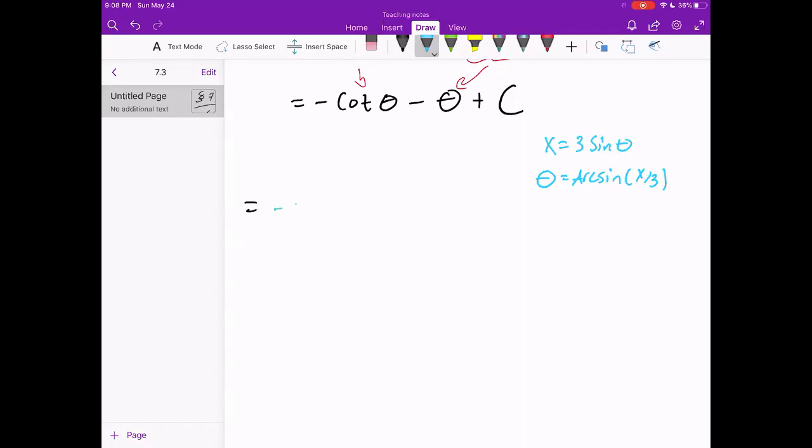So I'm going to get minus cotangent theta. Sorry, cotangent. Theta is the arc sine of x over 3, minus arc sine of x over 3 plus a constant.